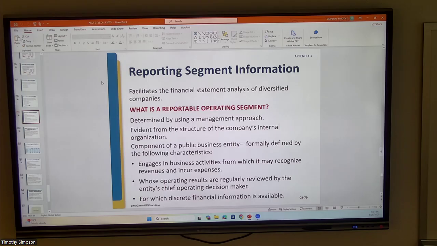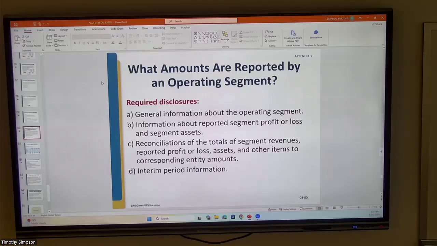But from an accounting standpoint, let's not worry about that. Let's talk about the idea that we have different operating segments where information is sometimes disclosed separately. In the past, companies sometimes didn't want to include that. They thought it was maybe too strategic to give away to the rest of the world what was going on internally, but I think you're seeing more of that disclosure now. So what amounts are reported by an operating segment? Well, general information about the segment, information about the reported segment profit or loss, reconciliations of the totals of segment revenues, reported profit, loss, assets, and interim period information.